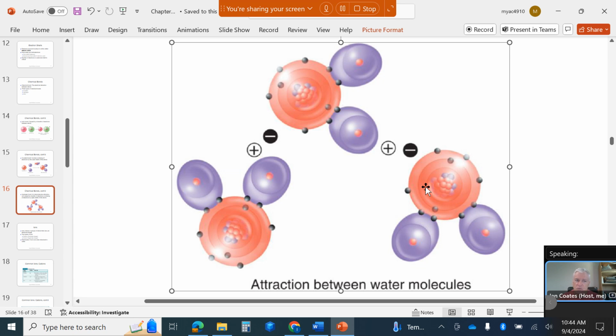It has this really weird quality to it. We use water in hydraulics, the big diggers at the side of the road doing construction. It's all based on water because you can't compress it. It's so strong, and it's because of this hydrogen bonding.